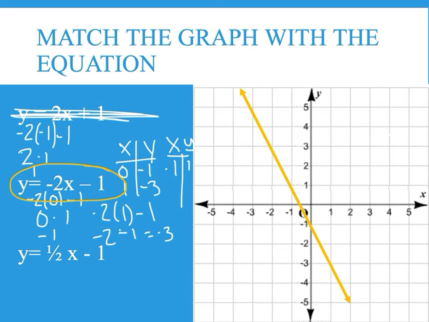Let's check an example here for the last one just to make sure though. So let's say x is equal to 1. What is our y? Well, if x is equal to 1, that's 1/2 times 1 minus 1, which is equal to 1/2 minus 1, which is equal to negative 1/2. Well, that does not equal negative 3 at positive 1, just like what we had with this equation. So, perfect. We did it just right.